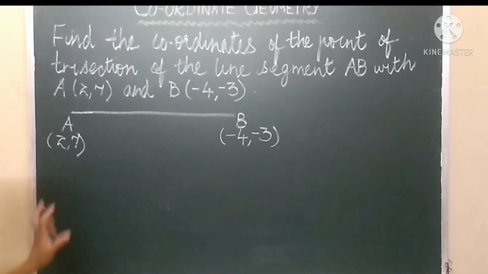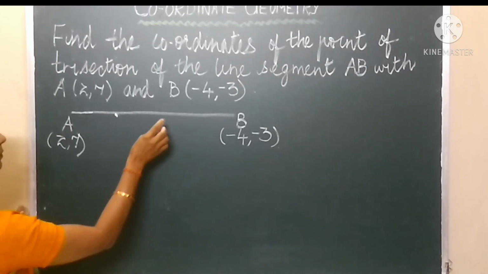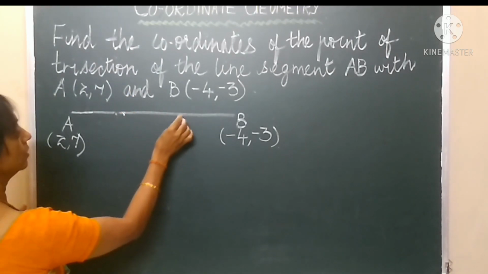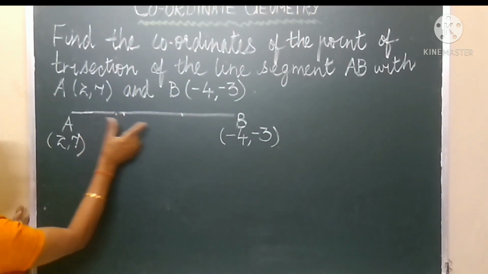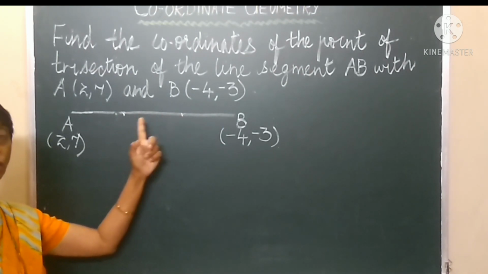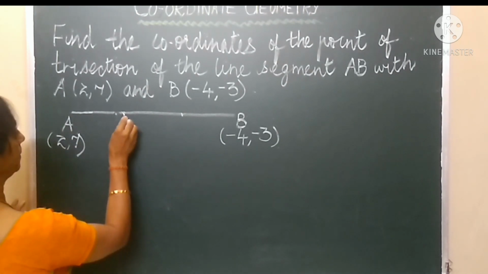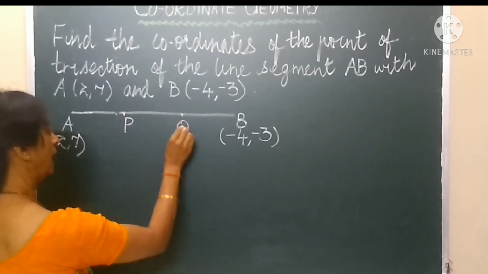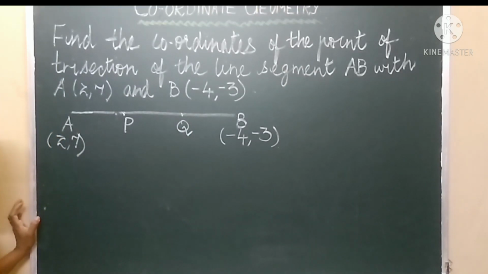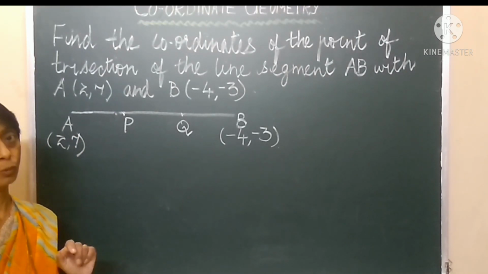But what is the condition they have given? That this segment is trisected. That means 1 and 2, the first section, second and the third. We have to find out the coordinates of these 2 points. So let those 2 points be P and Q. Now, either we find the value of P first and then the value of Q.